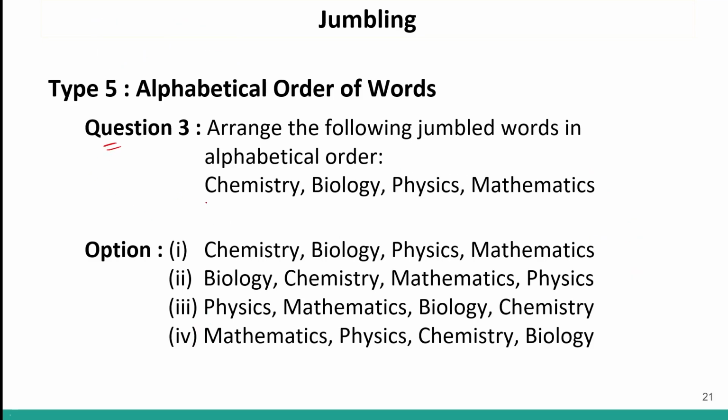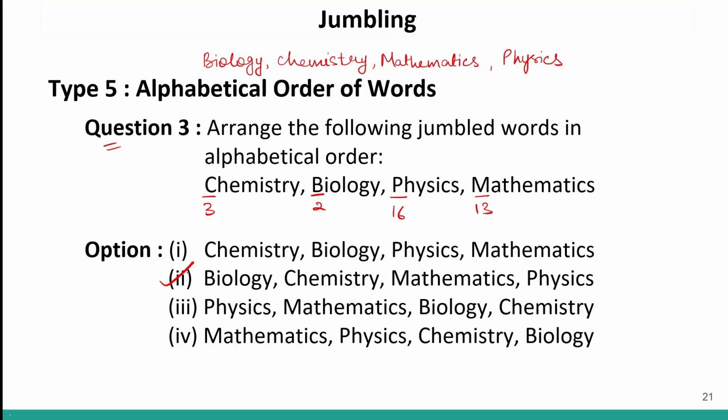Now, question number 3. Chemistry, biology, physics, and mathematics. So this is 3, this is 2, P is 16, and M is 13. So it will be biology, then chemistry, then mathematics, and then we'll get physics. So this is given in option number 2. So option number 2 will be your correct answer. Biology, chemistry, mathematics, and physics.